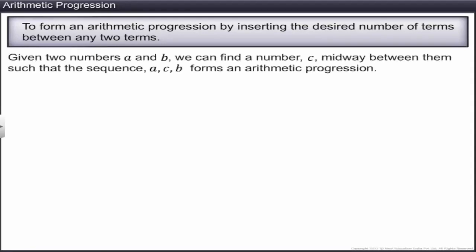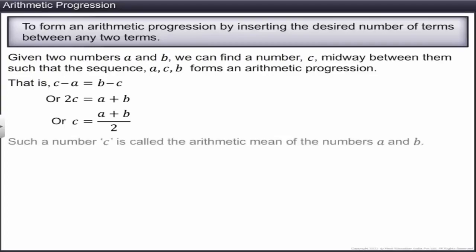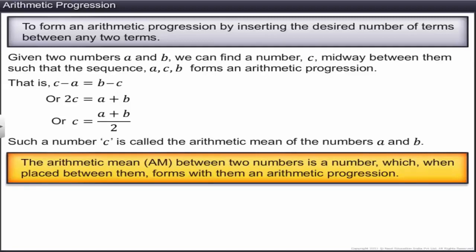Let us now learn to form an arithmetic progression by inserting the desired number of terms between any two terms. Given two numbers a and b, we can find a number c midway between them such that the resulting sequence of the three numbers forms an arithmetic progression. That is, we can find a number c such that c minus a is equal to b minus c, or c is equal to (a plus b) upon 2. Such a number c is called the arithmetic mean of the numbers a and b. Mathematically, the arithmetic mean between two numbers is a number that, when placed between them, forms with them an arithmetic progression. It is denoted by capital AM.